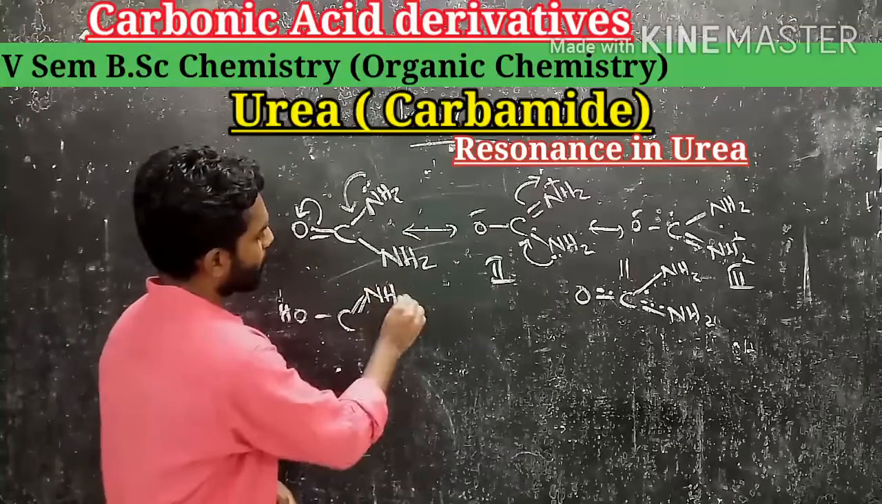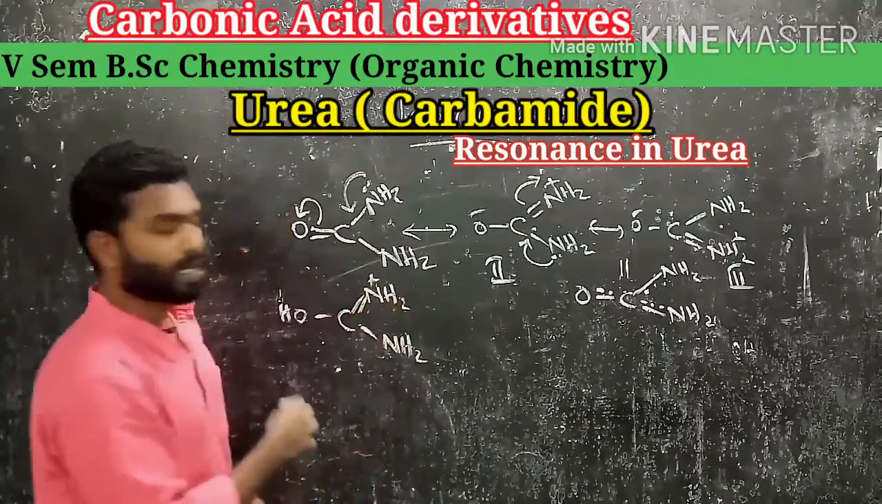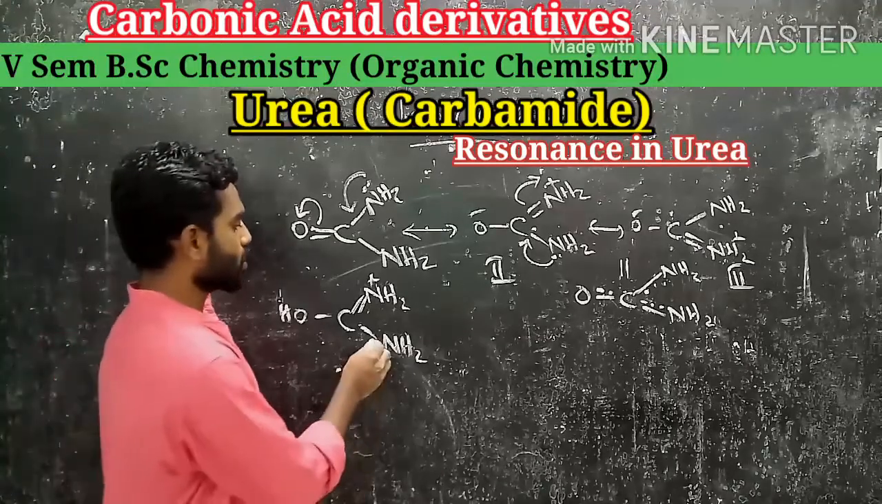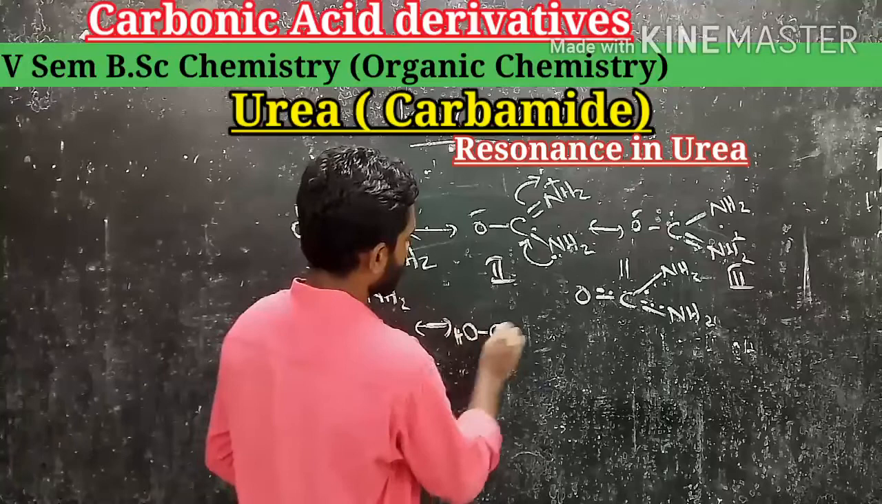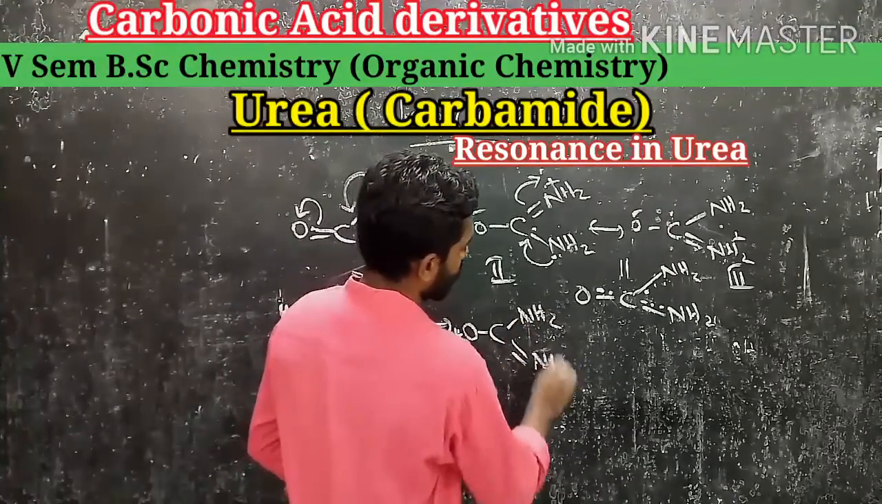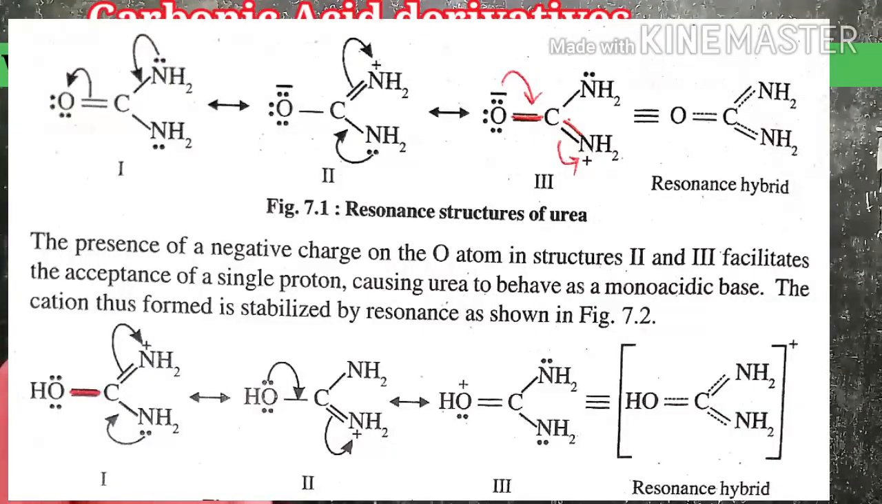COH NH2 NH2. Then the next resonating structure is COH NH2, NH2. Then the next resonating structure, with the bond shifted, is COH NH2 NH2. Okay, the combined resonating structure is COH NH2 NH2. Okay, this is the combined resonating structure.